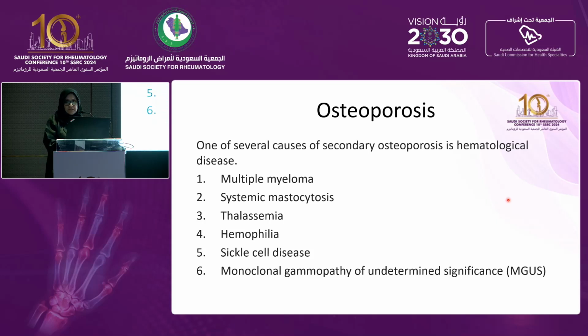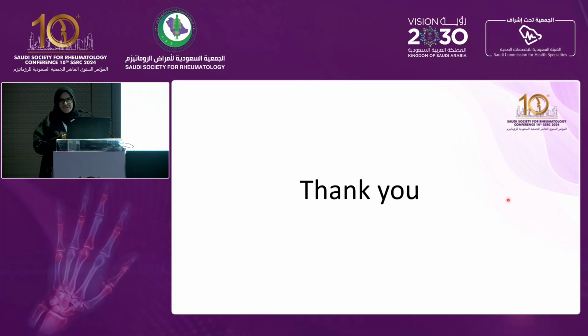Osteoporosis is seen commonly in hematological disease, and these are some of the examples that can cause osteoporosis: multiple myeloma, systemic mastocytosis, thalassemia, hemophilia, sickle cell disease, and monoclonal gammopathy of undetermined significance. I think that's all. Thank you.